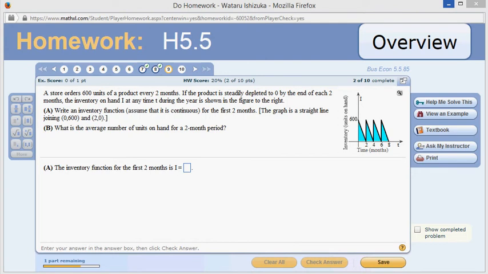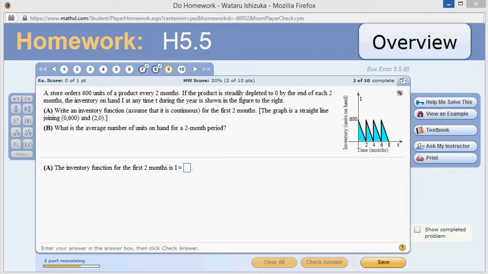Alright, let's look at homework 5.5, problem number 9. Let's say a store orders 600 units of a product every 2 months. If the product is steadily depleted to zero by the end of each 2 months, the inventory on hand at any time t during the year is shown in the figure right here. Then A, write an inventory function for the first 2 months.